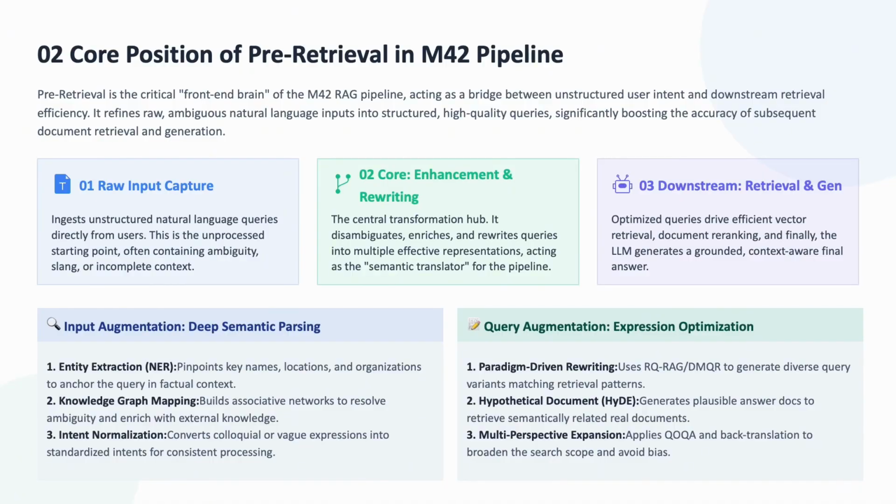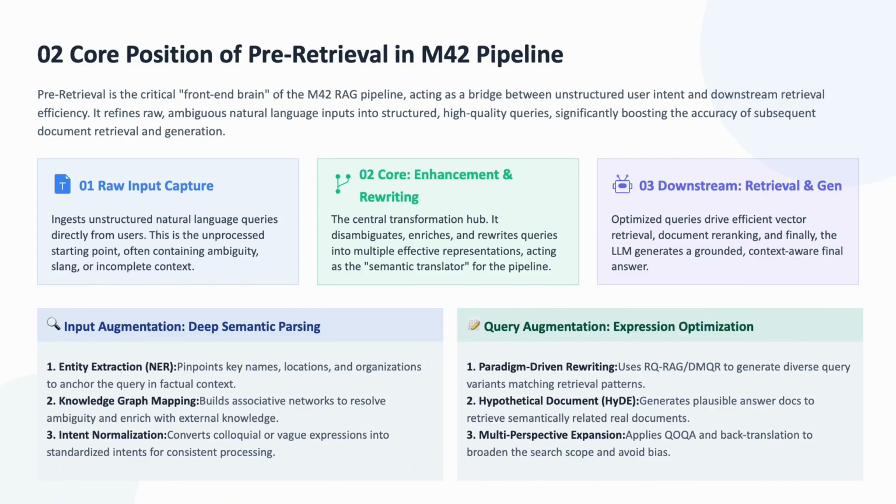This is the semantic transformation center of pre-retrieval. It completes two major types of semantic optimization work: input augmentation and query augmentation. For input augmentation, we carry out deep semantic parsing. NER entity extraction locks critical factual anchors, such as names, geographic locations, organizations, and professional technical terms. Knowledge graph mapping builds associative semantic networks to resolve ambiguous references and supplement external correlated knowledge. Intent normalization converts casual vague statements into unified standard intent labels for consistent batch processing.